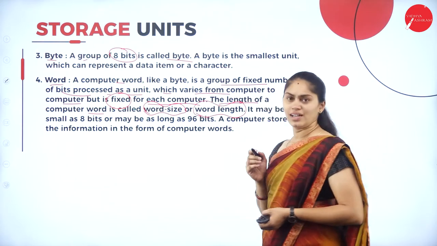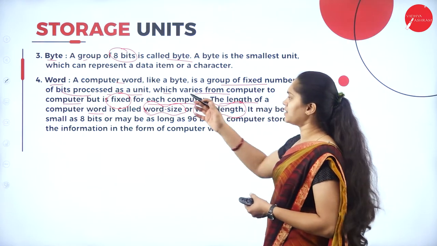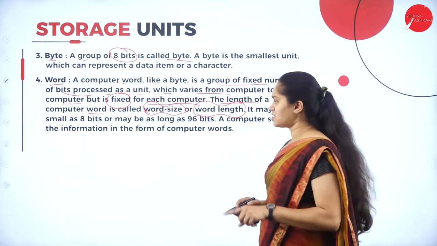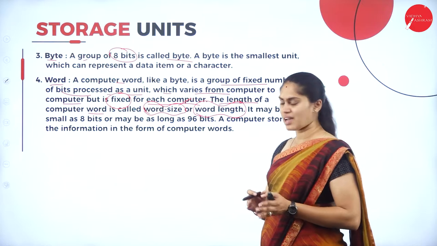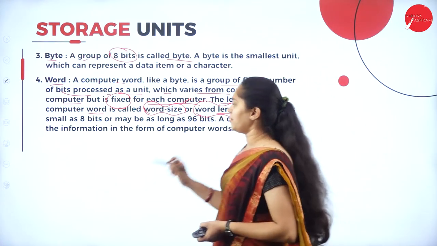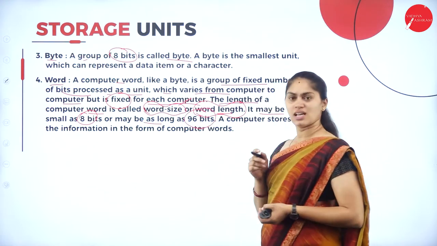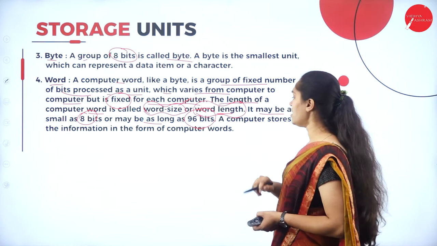The length of the computer word is called the word size, or we can also call that the word length. How many bits we have in a fixed length of space, that we call a word. This is also considered the word size, or word length. It may be as small as 8 bits or as long as 96 bits. Up to 96 bits we can have a word here.